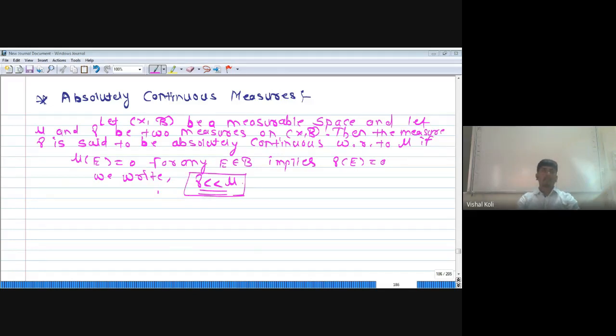Okay, so what is an absolutely continuous measure? If there is one measurable space (X, B) and two measures mu and gamma defined on it, then the measure gamma is said to be absolutely continuous with respect to the measure mu whenever mu of E equal to 0 for any arbitrary measurable set E belonging to B implies gamma of E is also 0. Then we say that gamma is absolutely continuous with respect to mu.